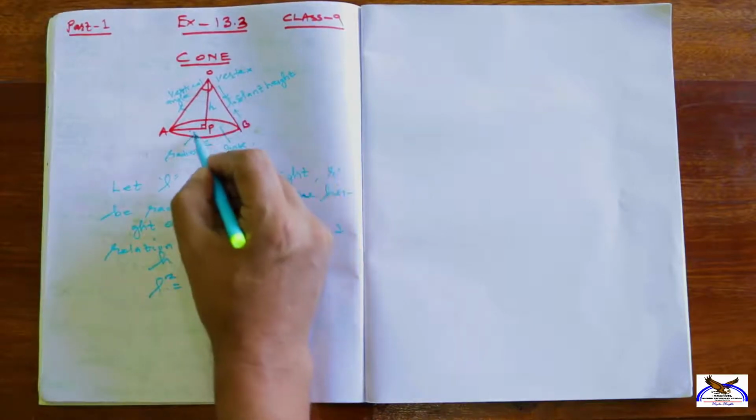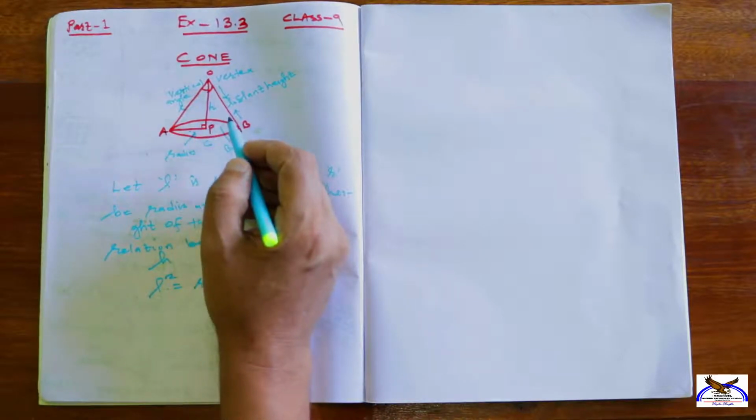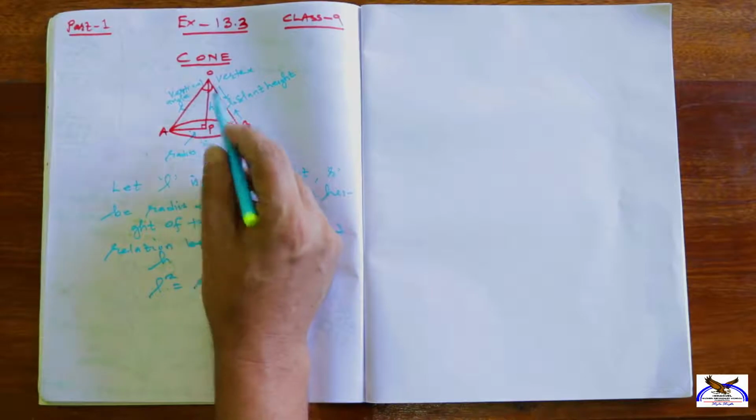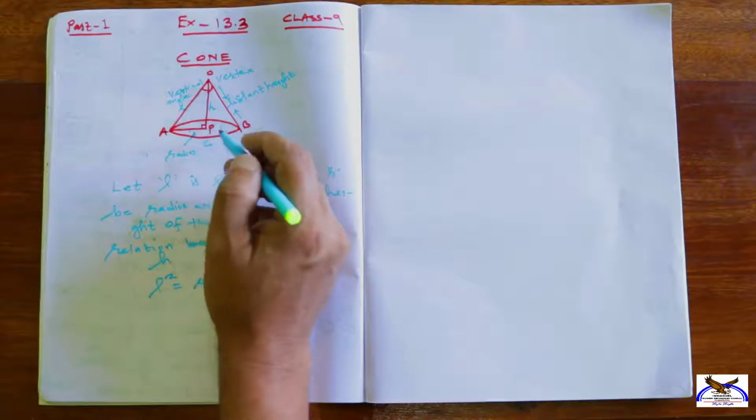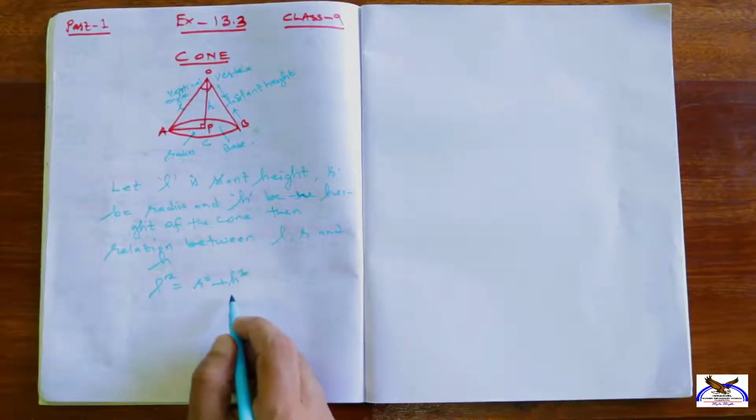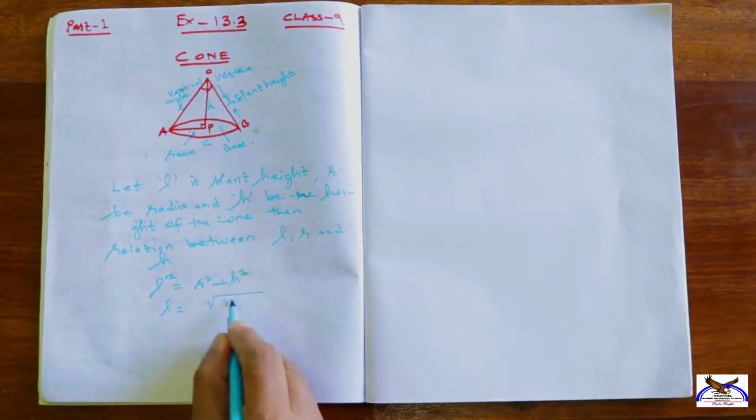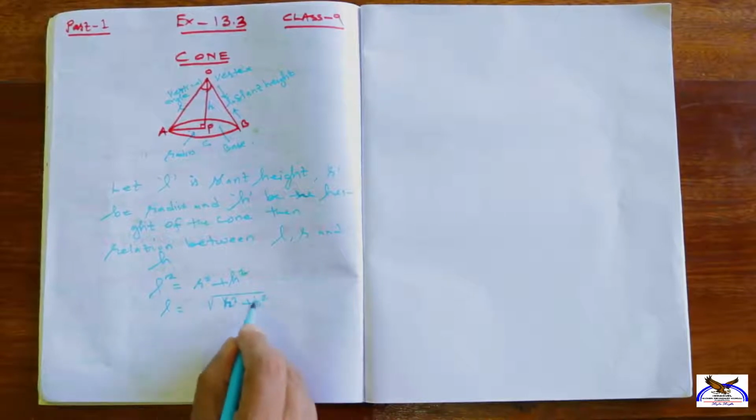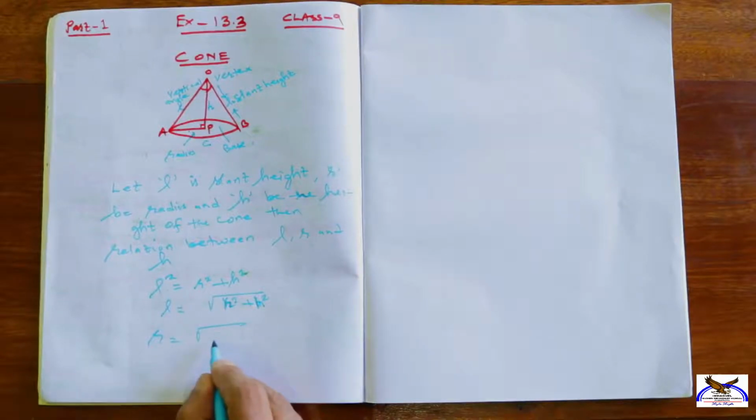By Pythagoras theorem, in triangle APO, angle APO is a right angle. So AP is the radius, OP is the height and OA is the slant height. So OA square is AP square plus OP square, that is, L square is R square plus H square. Now L is the root of R square plus H square, by taking square root on both sides. If you are supposed to find the radius, then R is the root of L square minus H square. If you are supposed to find the height, then H is the root of L square minus R square. So you can use it accordingly.